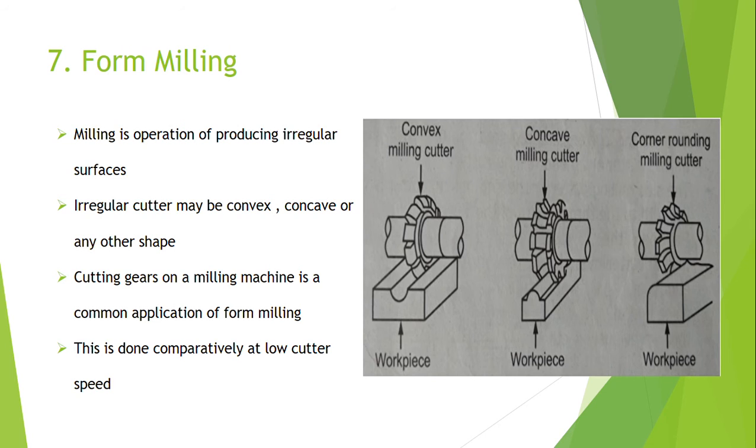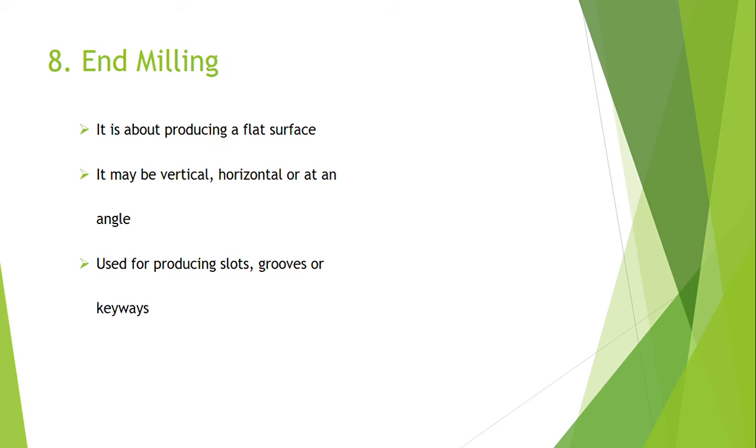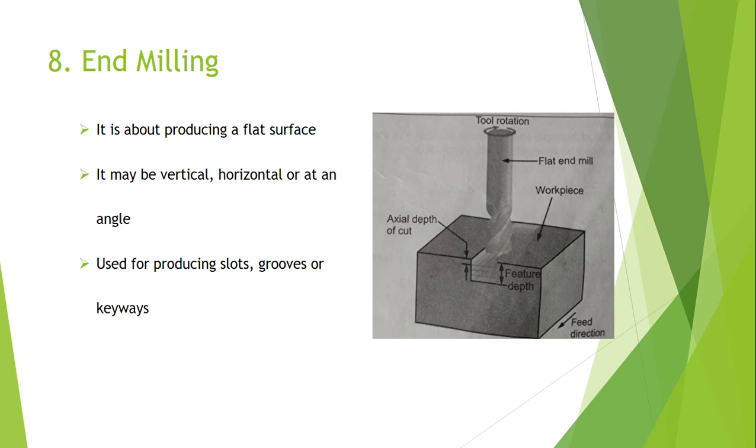Other jobs performed by form milling cutters include milling intricate patterns on the workpiece and milling several complex surfaces in a single cut, such as are produced by gang milling. In this kind of milling operation, the cutting of gears can be done. The next is end milling. End milling is the operation of producing a flat surface which may be vertical, horizontal, or at an angle. The cutter used is an end mill cutter. End mill cutters are also used for producing slots, grooves, or keyways.